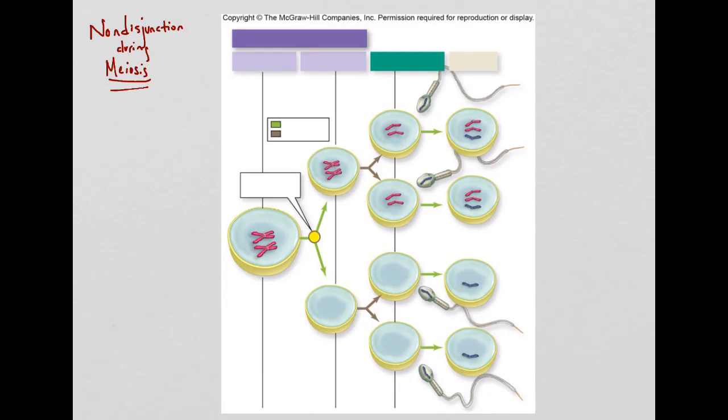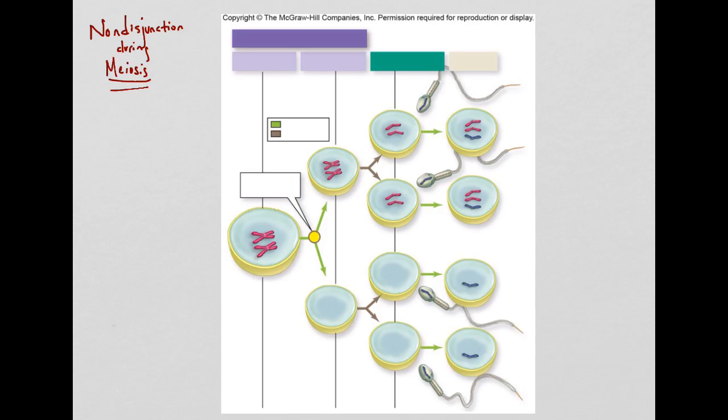Hi guys, Dr. Orlando here with a video on non-disjunction during meiosis. We're going to look at what happens when chromosomes fail to separate properly during meiosis 1 and meiosis 2. This is a picture from your book, so you can look at that.